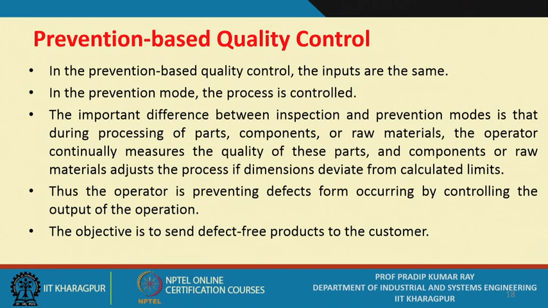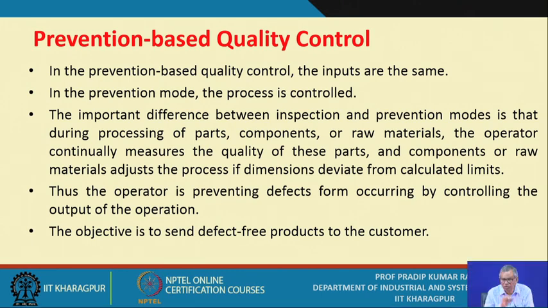So what are the critical features, the main important highlights of this particular system? First one is, in prevention-based quality control, the inputs are the same. That means you don't need to bring in different kinds of inputs. So that is sure. That means you don't need to change. Second thing is, in the prevention mode, the process is controlled. Is it okay? So that has to be done.